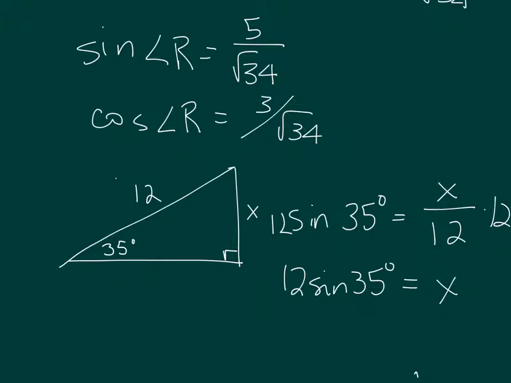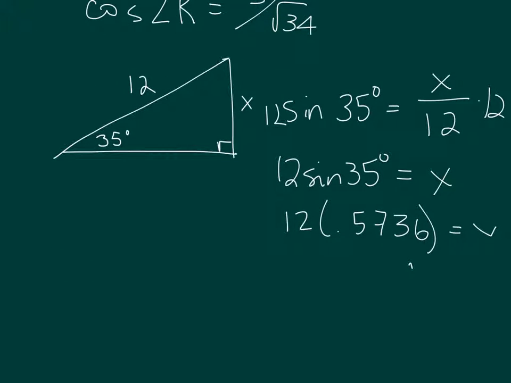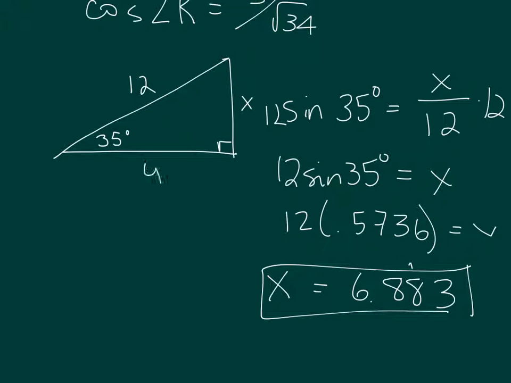The sine of 35 degrees I can look up on my calculator, and that happens to be 0.5736. So when I multiply that by 12, that's going to give me x is equal to 6.883. If I wanted to find the adjacent leg, suppose that was y, I have a choice now. I can either use the Pythagorean theorem or I can use cosine, and I'm going to demonstrate each.